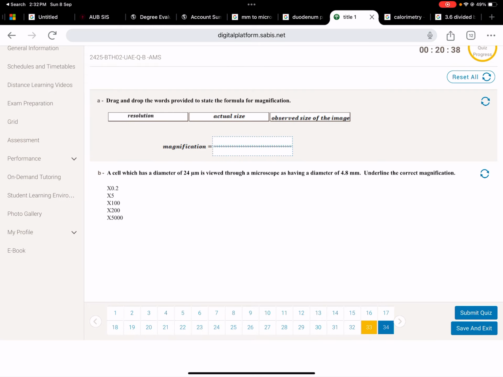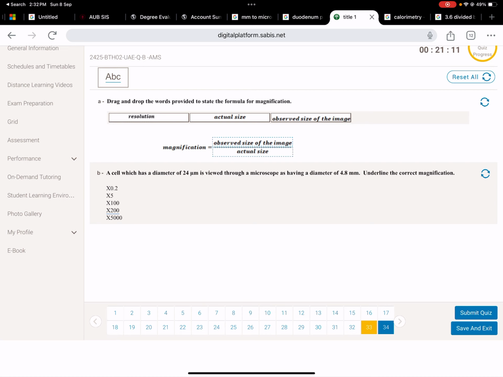So how do we find the magnification? Magnification is the observed size of the image over the actual size. So they're telling us a cell which has a diameter of 24 micrometers is viewed through a microscope as having 4.8 millimeters. So the actual size is 24 micrometer. The observed is 4.8 millimeters. Remember, change millimeter to micrometer by multiplying by 1,000. And then we get 4.8 times 1,000 divided by 24. And we will get a magnification of times 200.